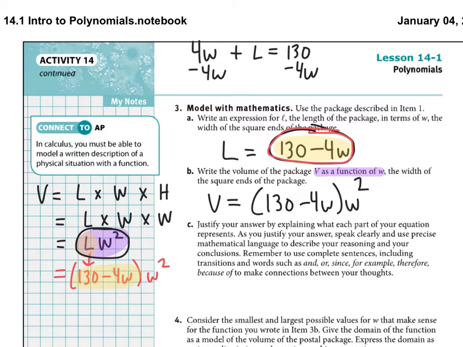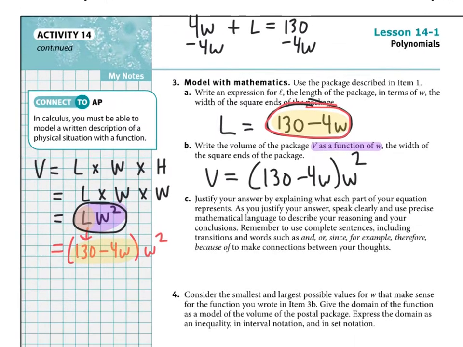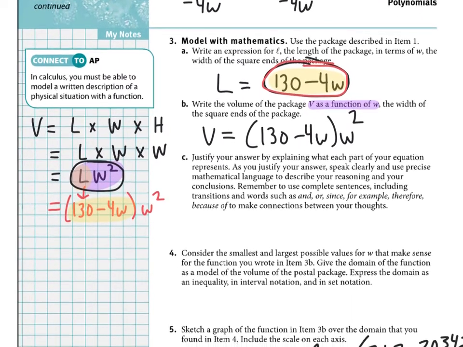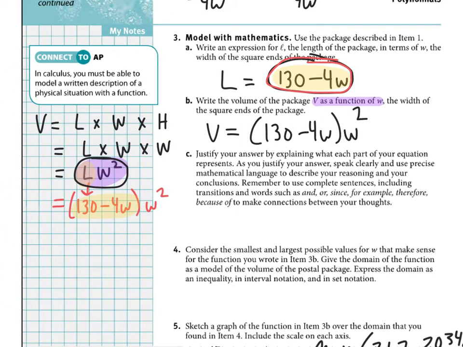Okay, so let's take a look. Let's keep digging in a little bit here. I'm going to skip part C. Part D: consider the smallest and largest possible values for W that make sense. So which values make sense? First off, I'm not going to have a negative width, right? So I know that 0 must be less than W, or W must be greater than 0.